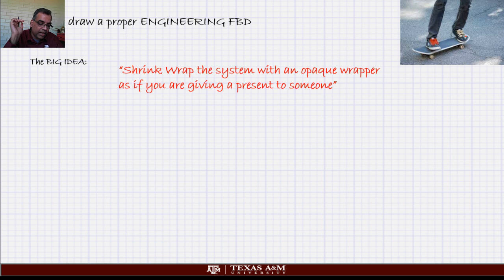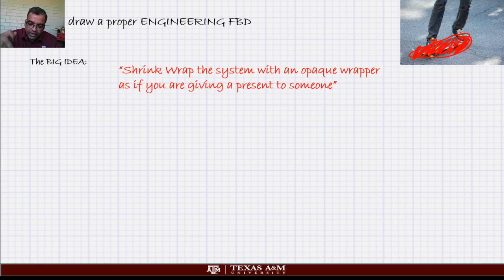So the big idea behind this is we are going to shrink wrap the system with an opaque wrapper, as if you are giving somebody a present. Imagine that you're going to hand the skateboard to somebody as a present. So what would you do? You take this skateboard and wrap it up. Right? That's the idea behind drawing a free body diagram.